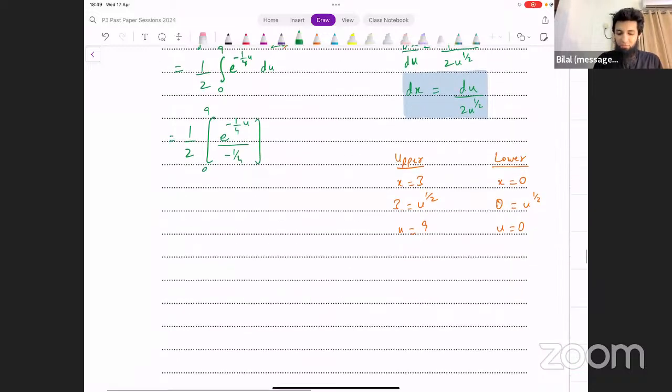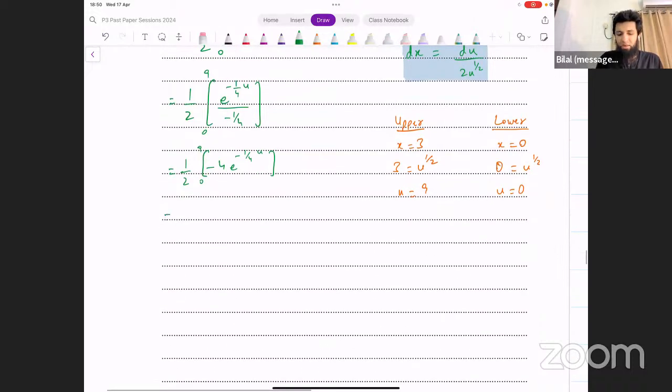Now let's simplify this. This 4 can go to the numerator and become minus 4 e raised to power minus 1 over 4 times u. Outside, you've got 1 over 2. Limits are from 0 to 9. Now again, this is a constant, just multiplying. You could make things simpler by writing it outside. Minus 4 over 2 like this. Inside, you're left with e raised to power minus 1 over 4 times u from 0 to 9. Now, input the limits. Outside, you're left with minus 2. Minus 4 over 2 is minus 2, right?